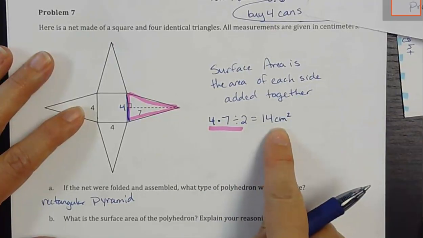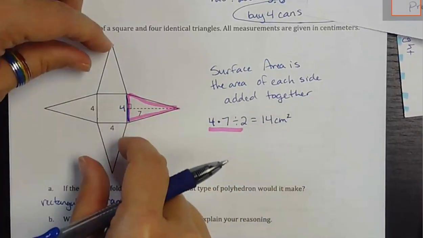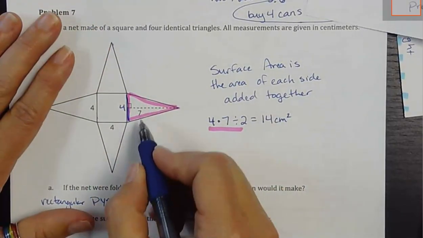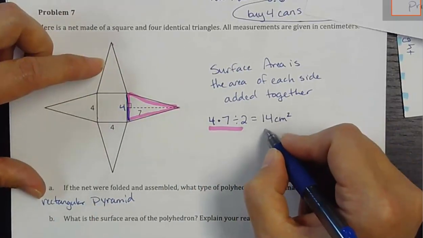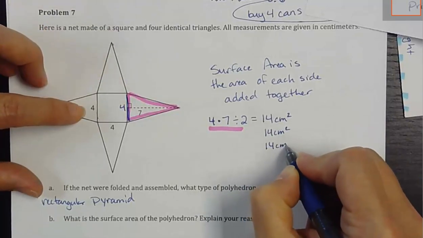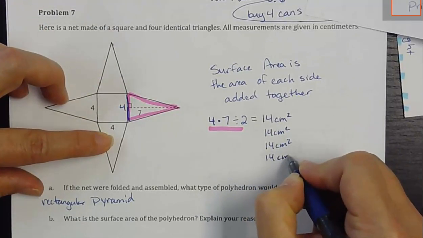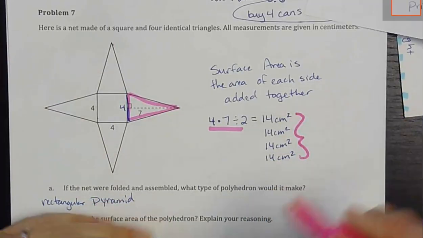Okay, that's one triangle. All the triangles are the same because they have to meet together, so they're going to be all exactly the same size. So I have another one. So this is triangle 1. I have another one that's going to be the same, and another one, and another one. So these are my 4 triangles.